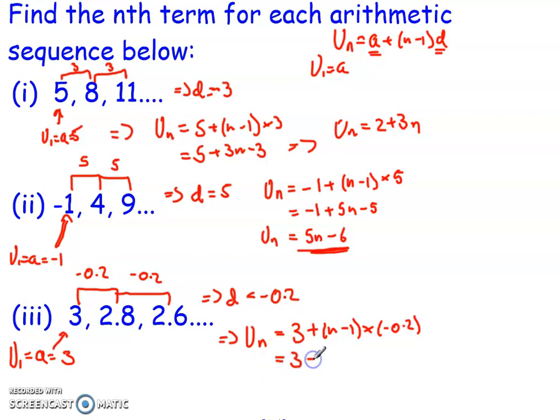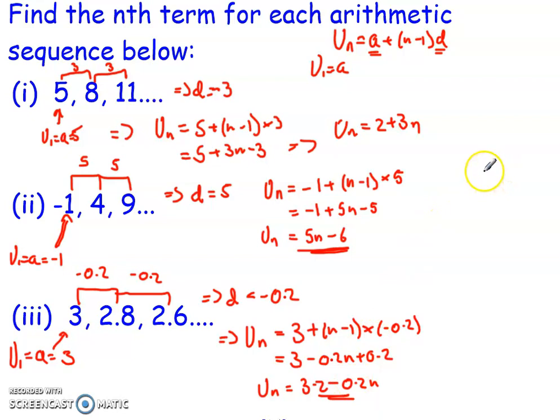So we've got 3 take away 0.2n. I've then got minus 1 times minus 0.2, so I've then got plus 0.2. So from that, I can say my nth term, un, is given by 3.2 take away 0.2n. There you go. Job done. So that's how I can determine the nth term of any of my sequences.